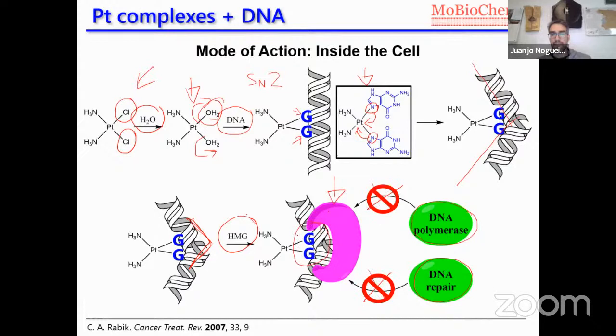And this is a good thing if this happens in the cancer cells, because we are introducing damage into the DNA of the cancer cells. So at the end of the day, the DNA replication processes will stop, and the cancer cell will hopefully die, okay? So this is the general mechanism of these platinum drugs, okay?